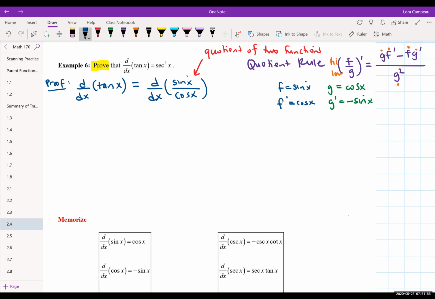So we're going to plug this into our formula. It's going to take a little bit of space. We're looking at the second function, so we have cosine of x times the derivative of the first function. That happens to be cosine x as well. There's a minus sign from our formula. We have our first function, f, that's sine of x, times the derivative of our second function, that is negative sine of x, all over the second function squared. So the second function again was cosine.